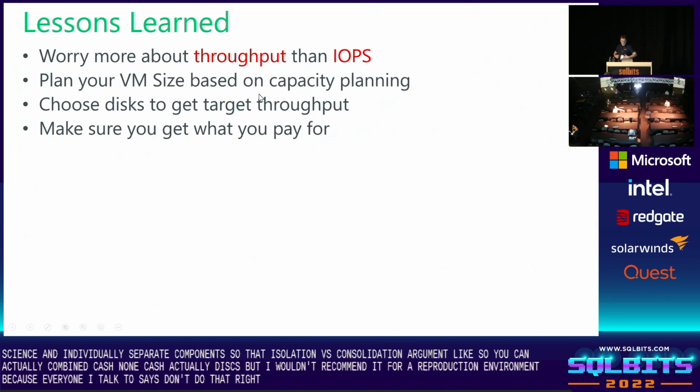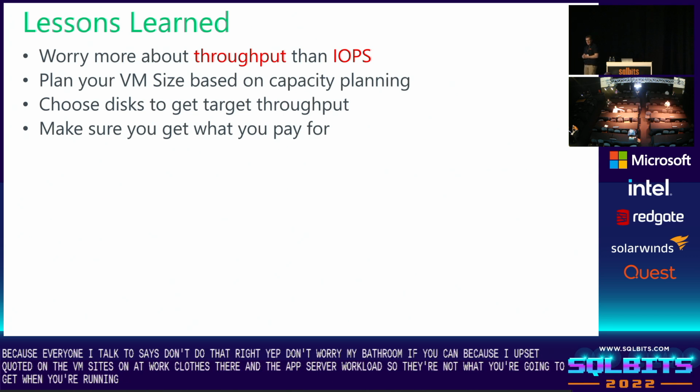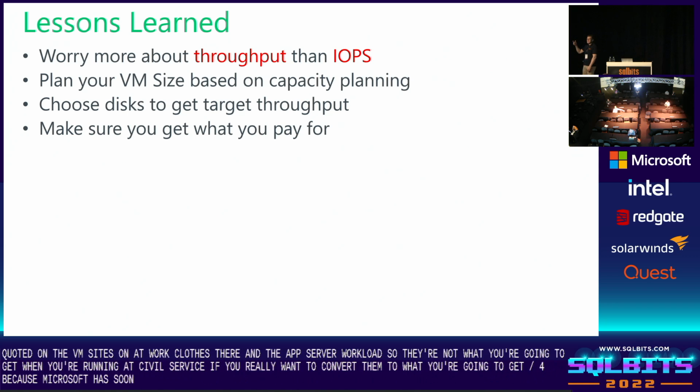So lessons learned. Kind of worry more about throughput if you can, because the IOPS that are quoted on the VM sites aren't aimed at SQL Server workloads. They're aimed at app server workloads, so they're not what you're going to get when you're running SQL Server. If you really want to convert them to what you're going to get, divide them by 4, because Microsoft assumes it's a 16K I/O and you're going to be doing a 64K I/O size, right?